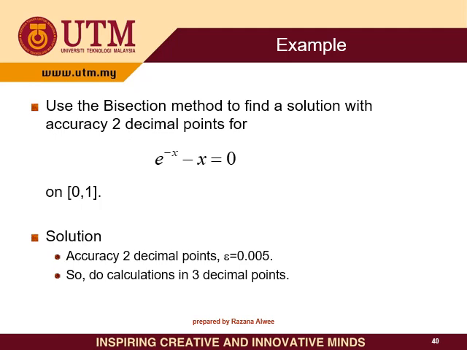The next example, same thing. You need to find your fx, you need to find your ab. This is your ab, this is your fx. And then you need to know your accuracy, and do the calculation with the decimal points based on your accuracy. This is 0.005, so 3 decimal points.